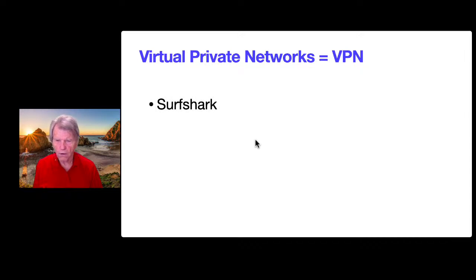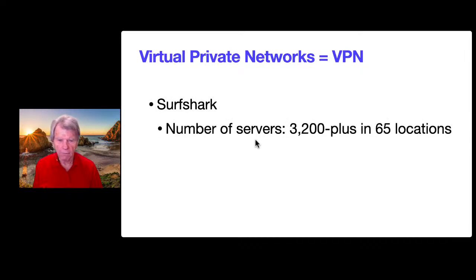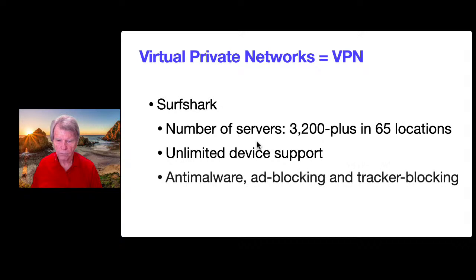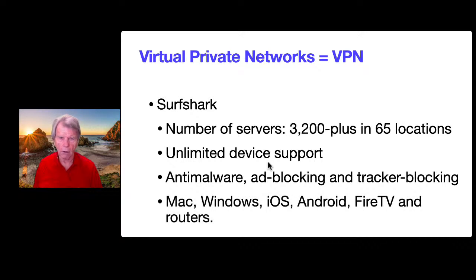So we have Surfshark. They have 3,200 plus servers in 65 locations. They have unlimited device support. So if you have a large family with lots of devices, this might be a determining factor for choosing Surfshark because they have unlimited device support. They have a premium tier that includes anti-malware, ad blocking, and tracker blocking. So if you don't already have these services, this might be something to consider, but it does cost more. And they are on these popular platforms.